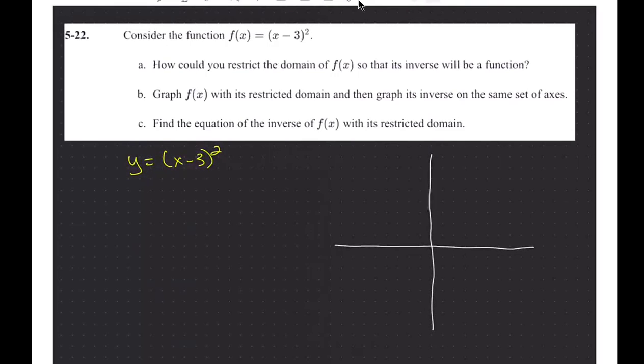On problem 52, sometimes we have to be a little careful when it comes to making our inverse functions. If we start off with what they gave us, we're just going to change it to y equals x minus 3 squared. If I were to graph that, what am I going to get? A parabola, yep. Where's my vertex going to be?